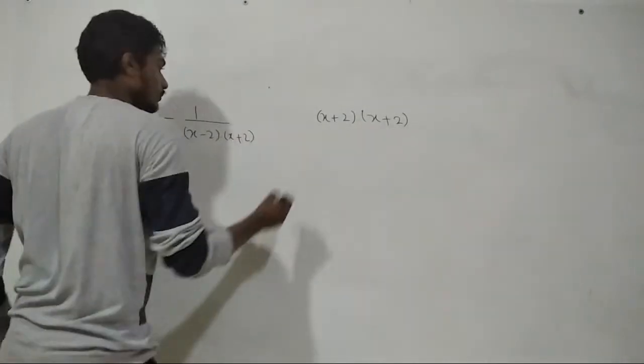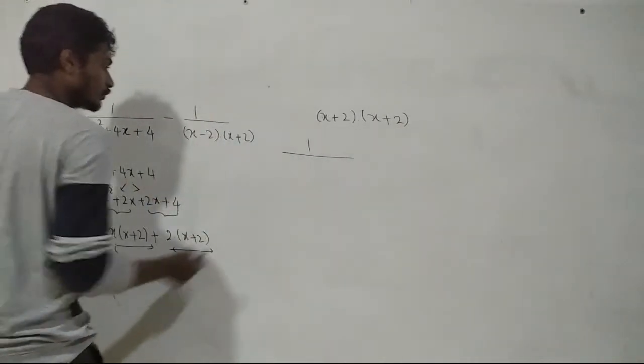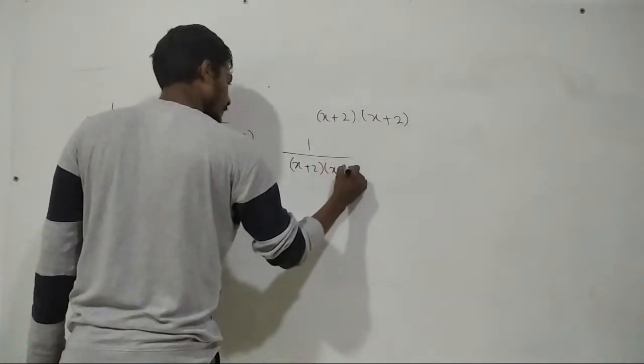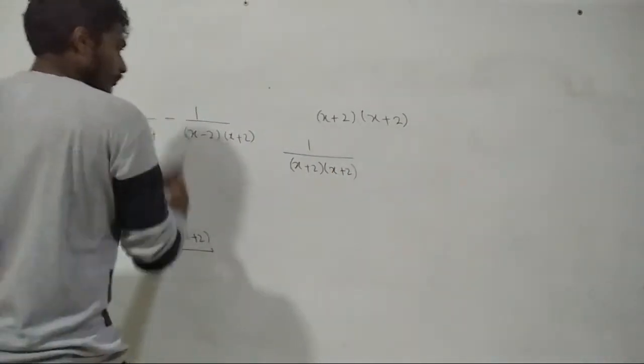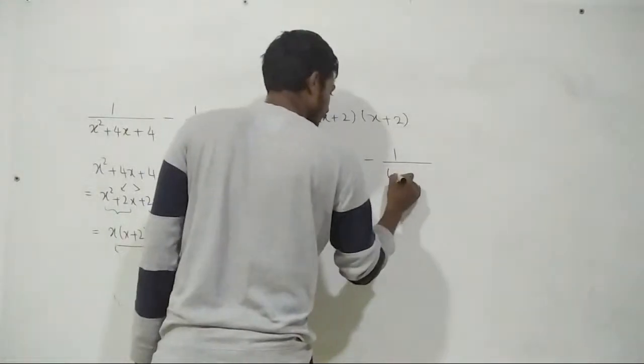So now you have 1 over x square plus 4x plus 4, which is going to be x plus 2 into x plus 2, minus 1 over x minus 2 into x plus 2.